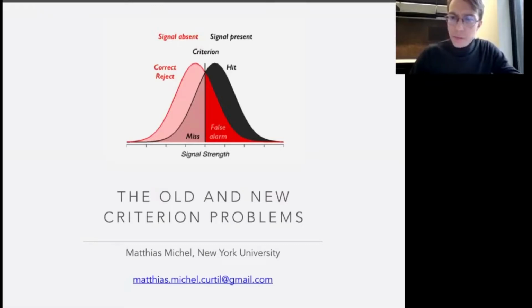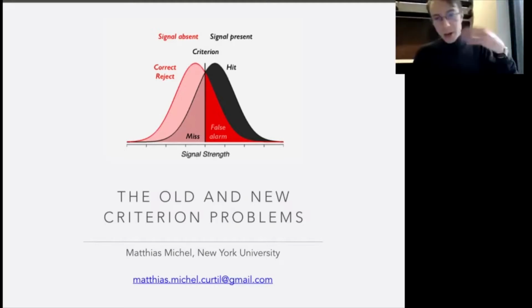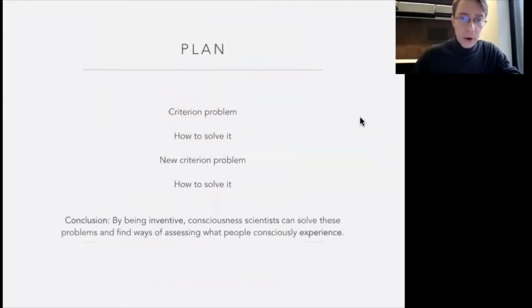So, Andre, you talked mostly about states of consciousness, and I'm only going to talk about consciousness of contents, namely being conscious of some stuff or unconscious of some stuff. All right. So I'm going to explain what the criterion problem is. I'm going to explain how to solve it. Then I'm going to present a new criterion problem. I'm going to show how we can solve it too.